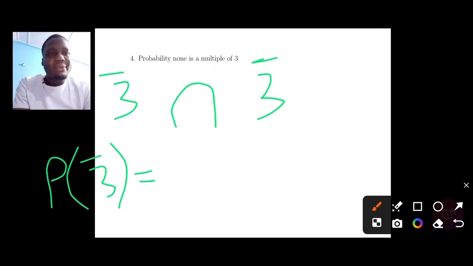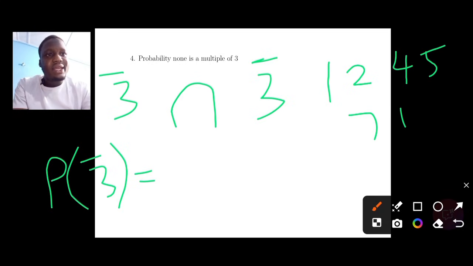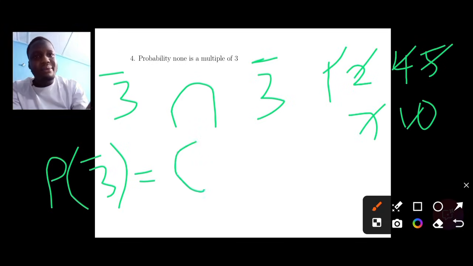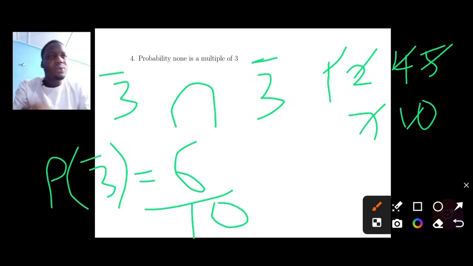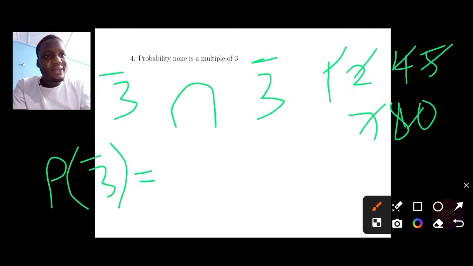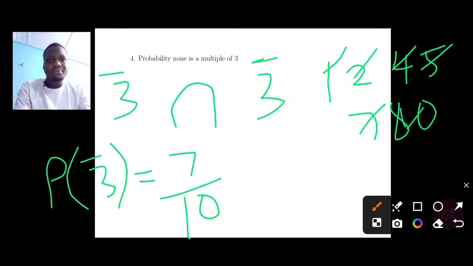Okay, so let's find the probability of not getting a multiple of 3. So let's count the numbers there that are not multiples of 3. So 1, 2, 4, 5, 7, and 10. 1, 2, 3, 4, 5, 6. So there are 6 numbers that are not. No, sorry, there's 8. There's 8. So it's actually 7 numbers that are not multiples of 3. So the probability of not getting a multiple of 3 is 7 over 10.